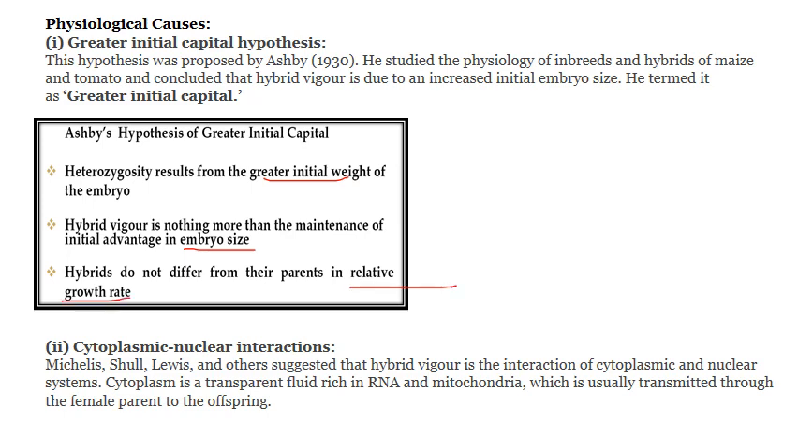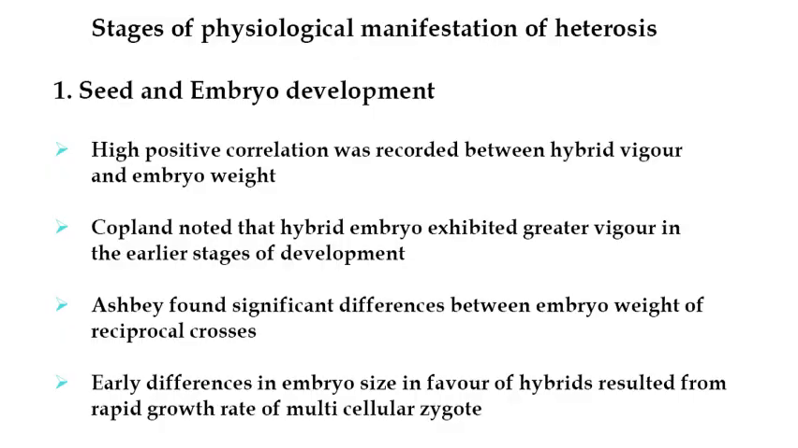The second cause is cytoplasmic nuclear interaction. Michelis, Shell, Lewis and others suggested that hybrid vigor is the interaction of cytoplasmic and nuclear systems. Cytoplasm is a transparent fluid rich in RNA and mitochondria, which is usually transmitted through the female parent to the offspring. Coming to the stages of physiological manifestation of heterosis.